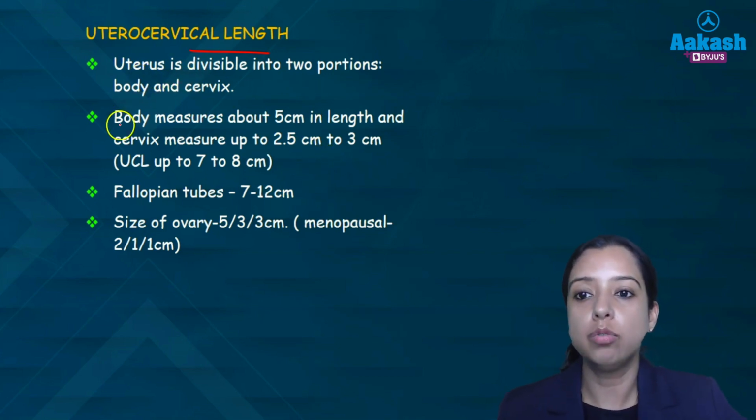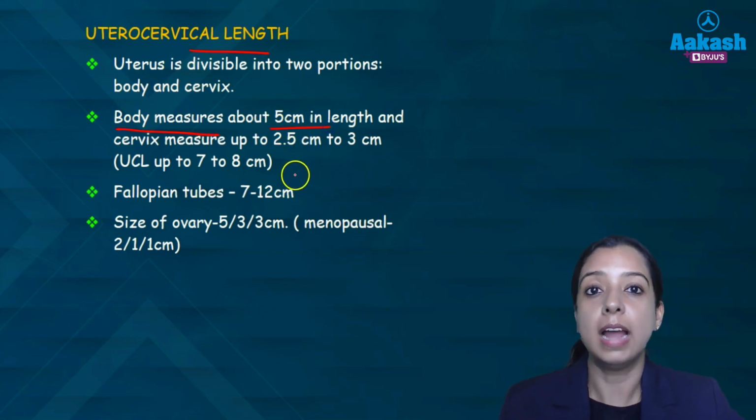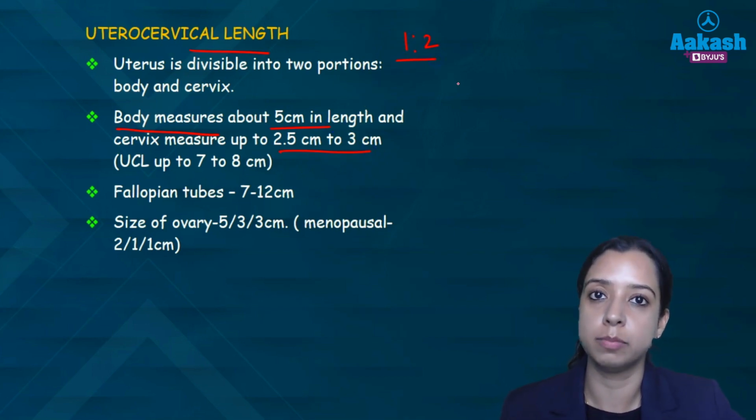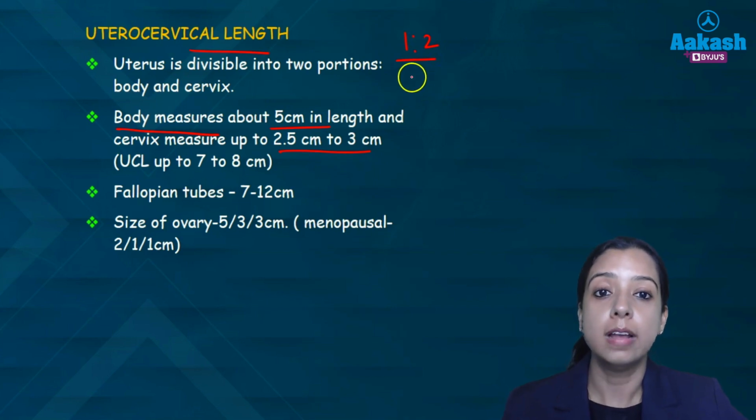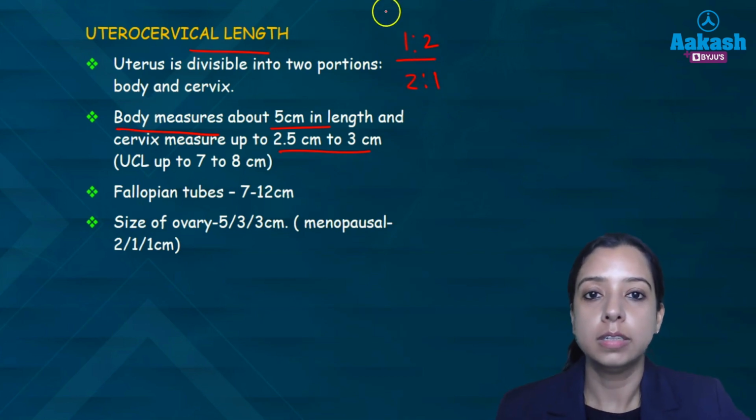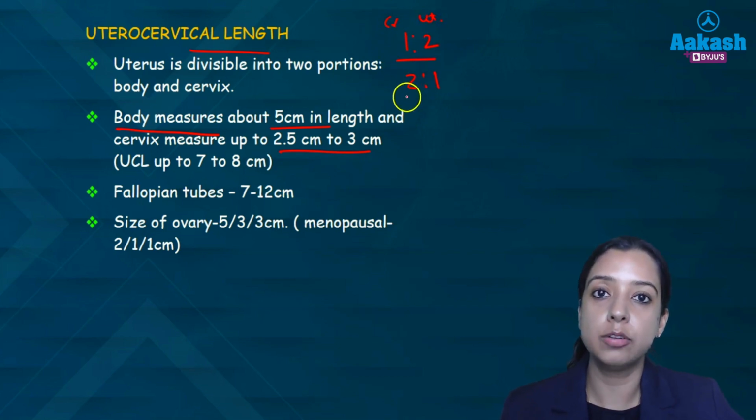See, the uterus in a general reproductive age woman measures almost 5 cm in length, and half of that is the cervix, which is 2.5 to 3 cm. So the ratio of cervix to uterus is 1:2 in reproductive age women. Whereas in the neonate, this ratio is reversed. It is 2:1. The cervix is larger compared to the uterus. So this is the cervix and this is the uterus. So the cervix to uterus ratio is 1:2 in a reproductive age female, whereas in neonates it's 2:1. In menopause it is 1:1 to again 2:1.